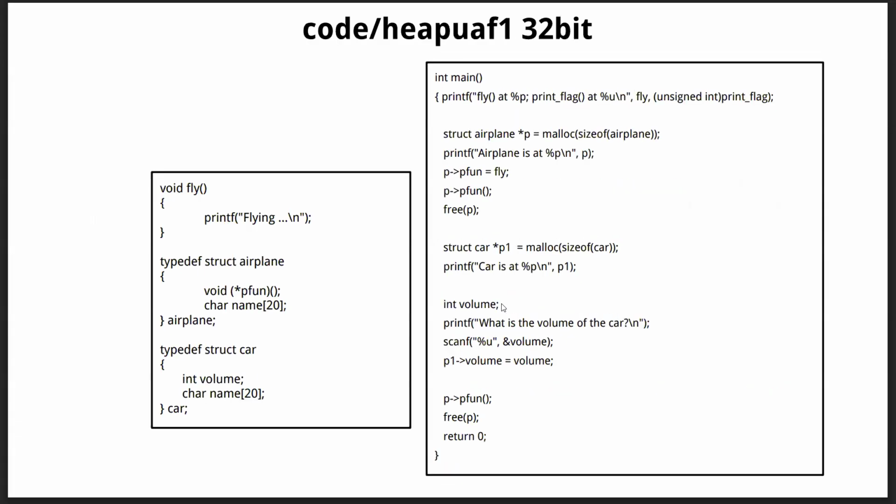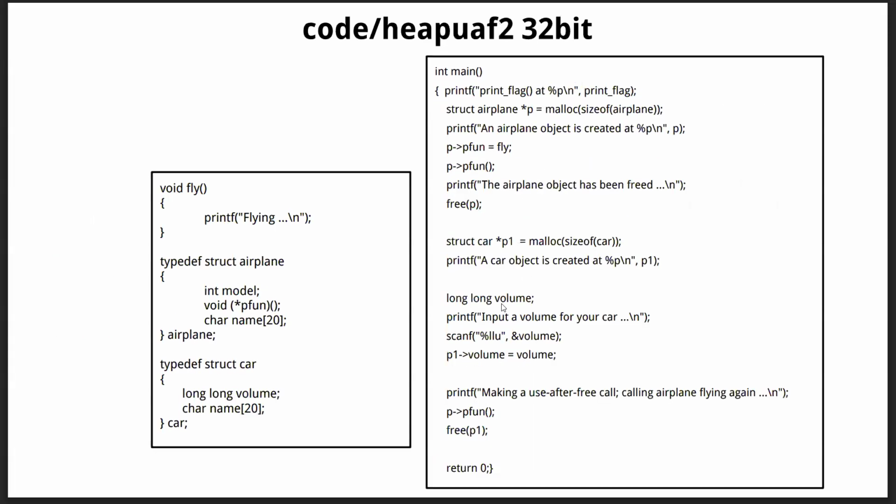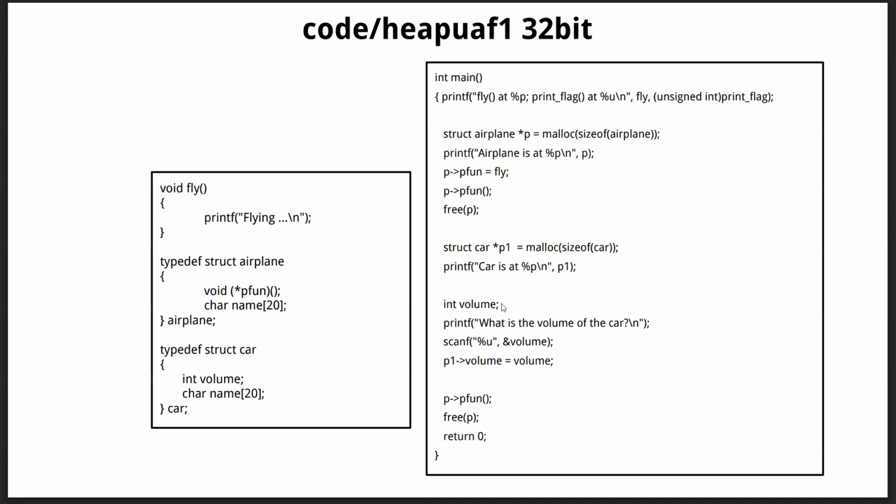So for the examples, we will do 32-bit first for the first two, and the last one we can do 64-bit. This is a little bit more complicated example than the previous one. We still have the airplane, the same object as before.